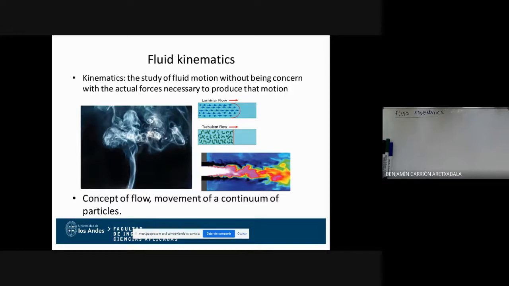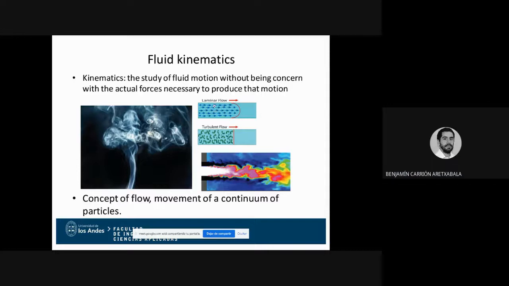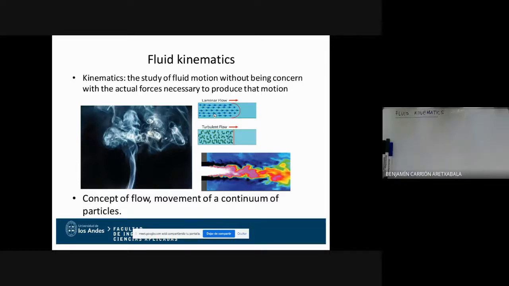So here you have a couple of examples of flows. Can you see my mouse here? Here you have laminar flow, which is very orderly, and here you have turbulent flow, which is flow going everywhere. We'll get into the specifics of that later on, but you're all familiar with smoke. So when you see a flow, you understand what we're talking about.